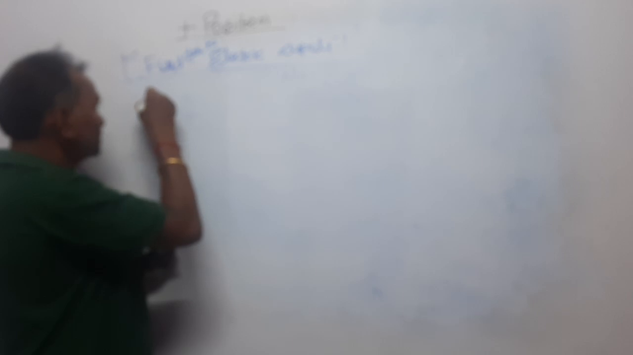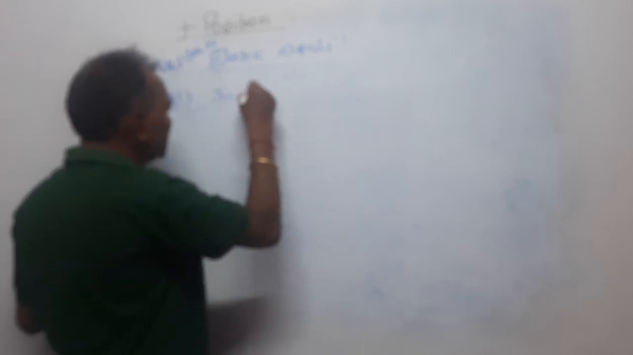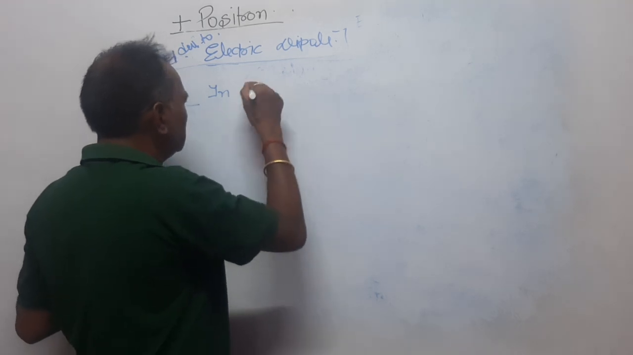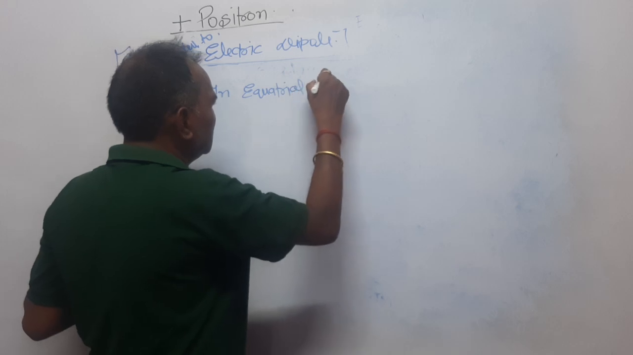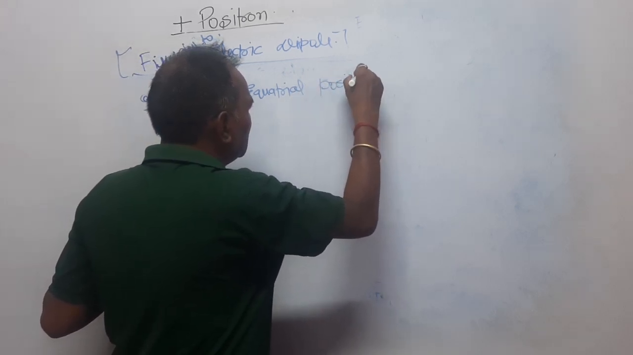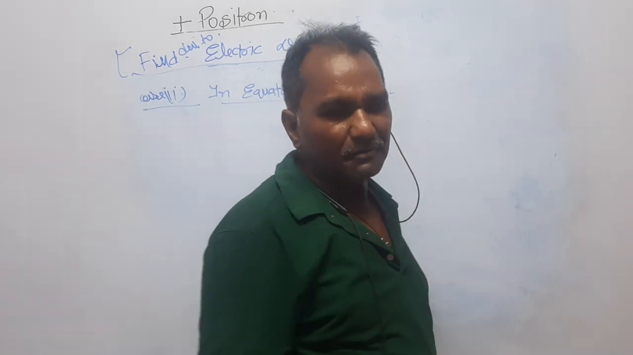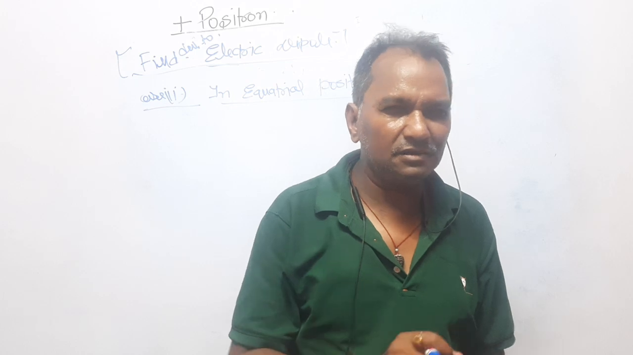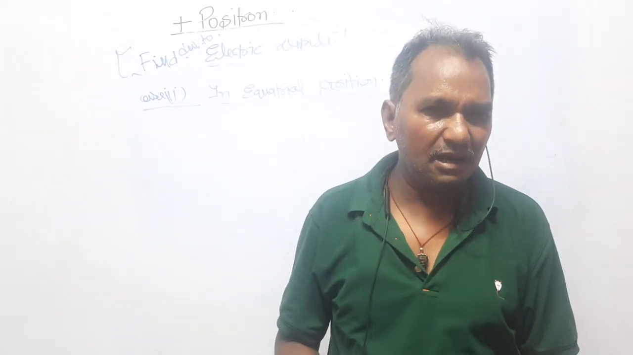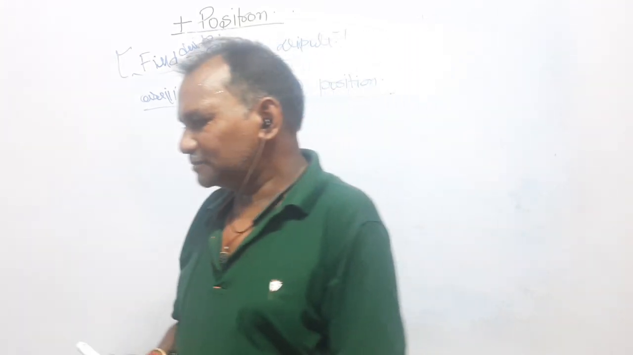Case 2, that is, the broadside-on position, the equatorial position, a very familiar word. Now, dear students, what we have to do? We have to find the field due to a point existing on the equatorial position. The equatorial position is what? When the point is existing on the perpendicular bisector of the two charges.